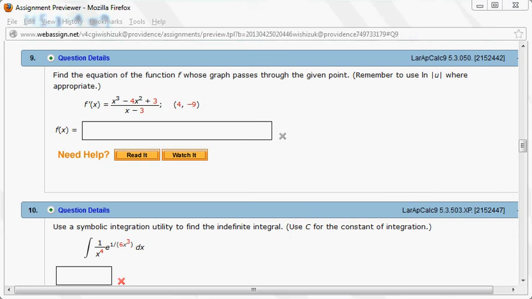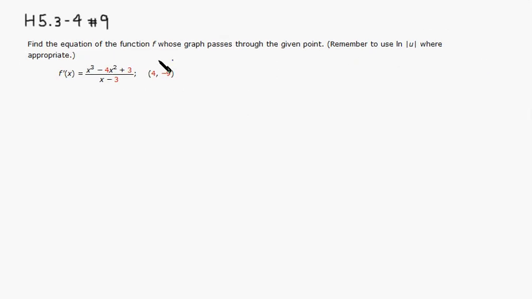Okay, let's look at homework 5.3, 5.4, number 9. All right, so we have f prime given and an initial condition, so we can find the original function. Let's do that. First thing we do is try to rewrite it so that we can take the antiderivative easily. So we're going to do a long division.